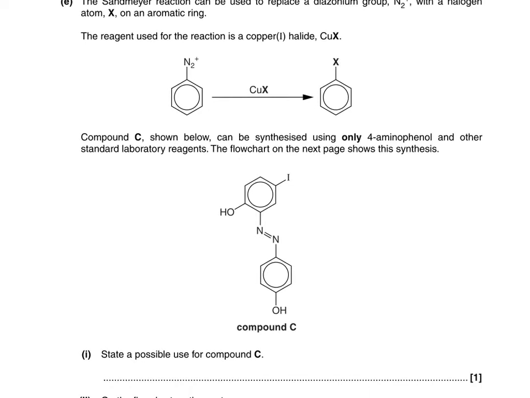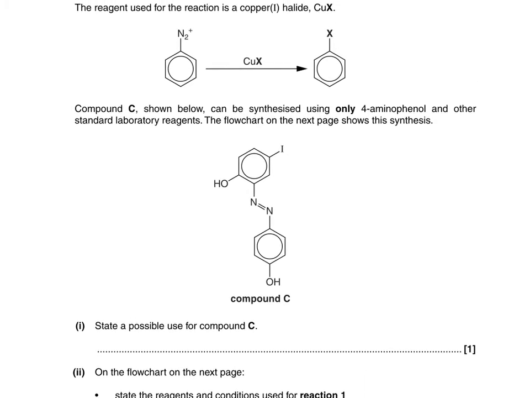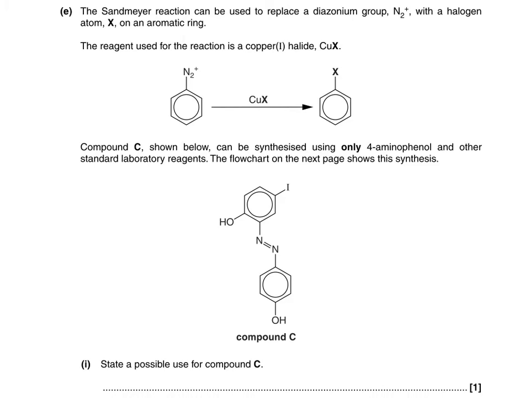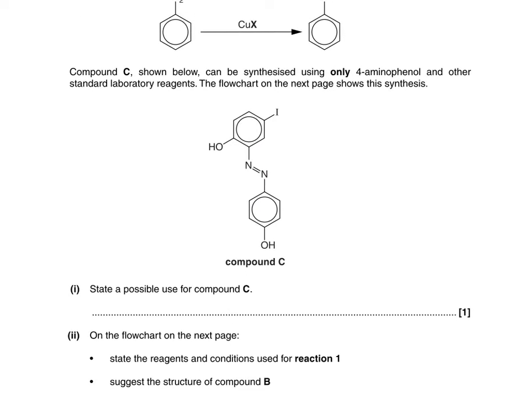Right, on to dyes. This is azo dyes. This group here is the azo group, which kind of gives us what the use is going to be. Possible answers: dyes, pigments, food colourings.